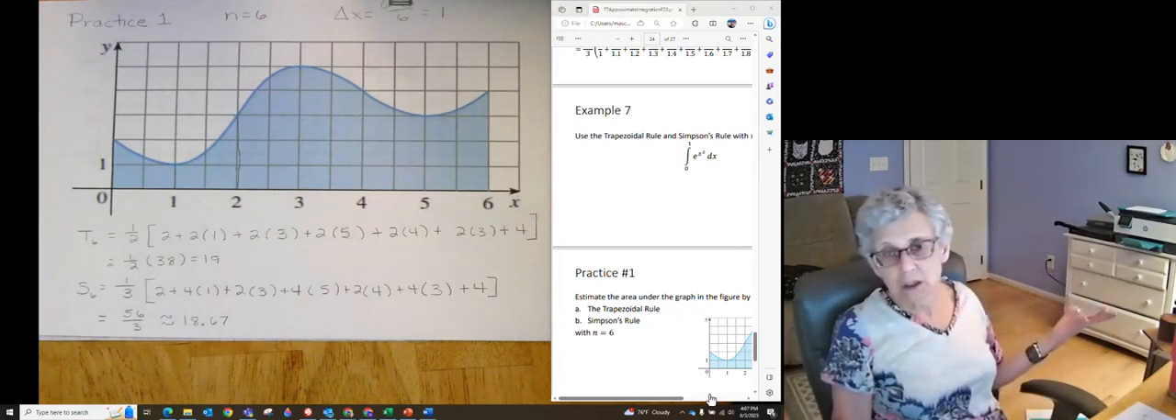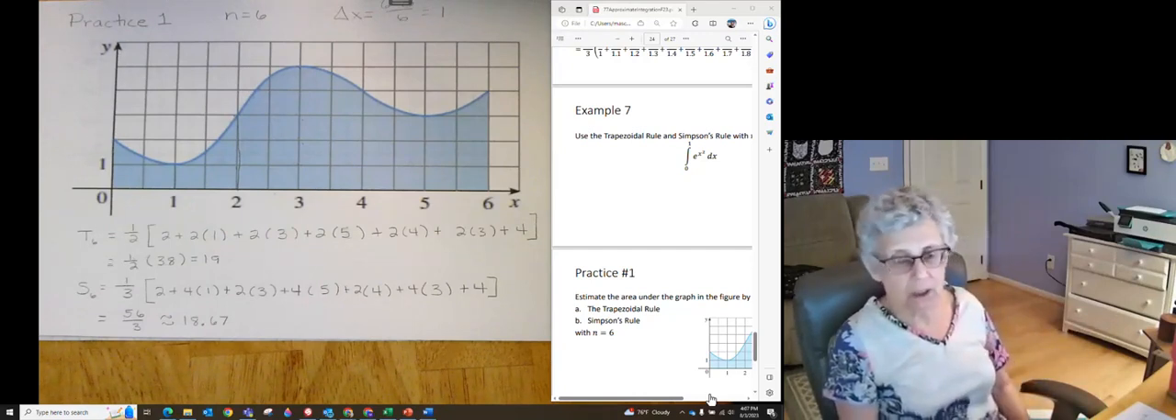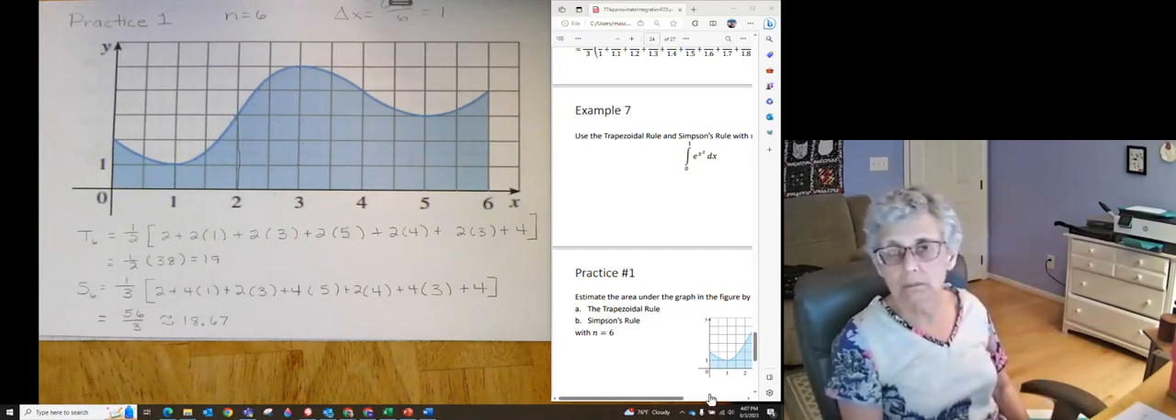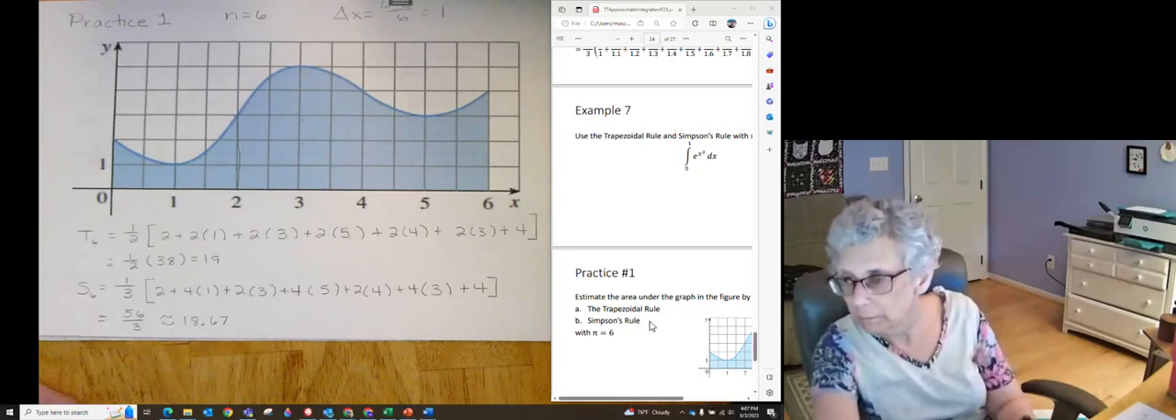Plugged it into the calculator, added, and then I just divided it by 3. I ended up with 56 over 3. Hopefully that one went okay. Let's try another one.